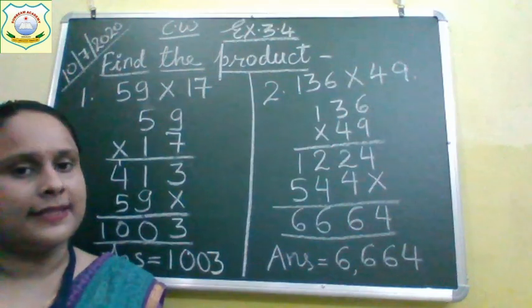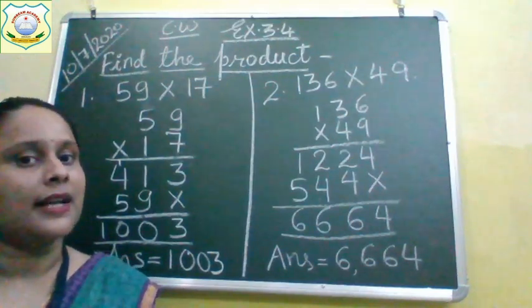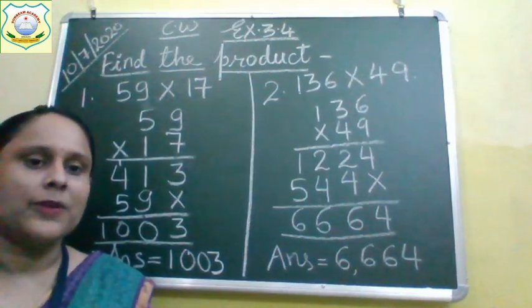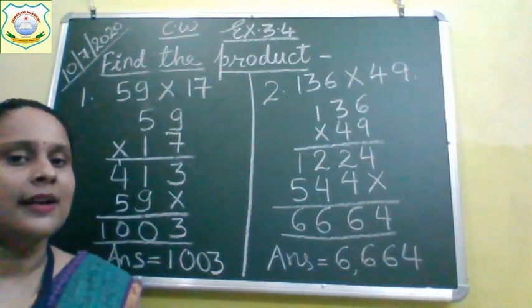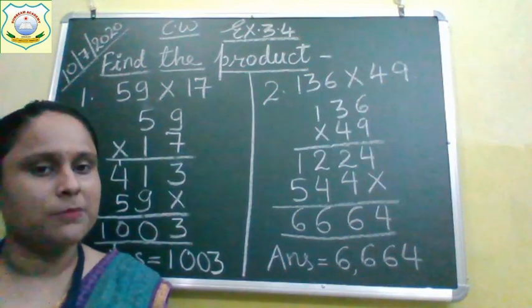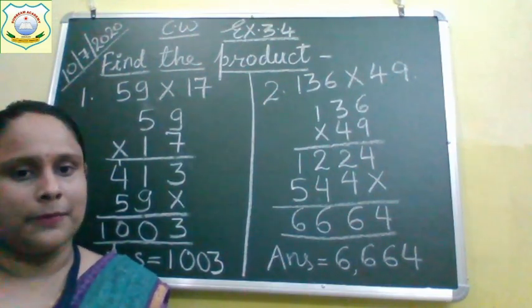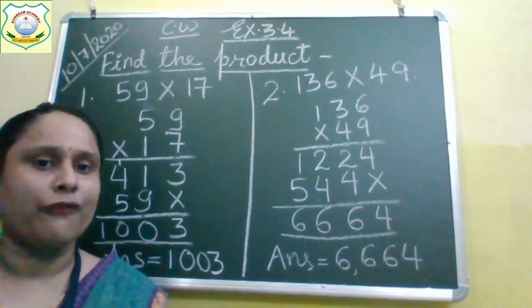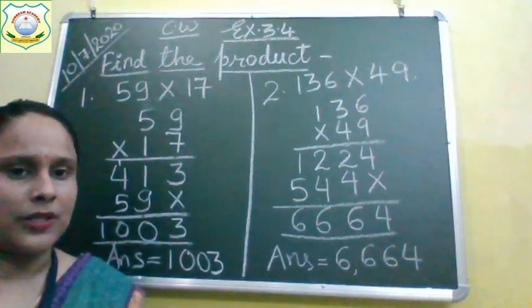First we multiply the second number to the number written in the ones place, and then we multiply it to the number written in the tens place. After getting the partial products of both the numbers, we add the numbers. These are the steps we follow during finding the product.